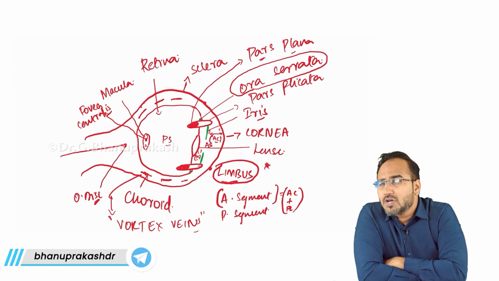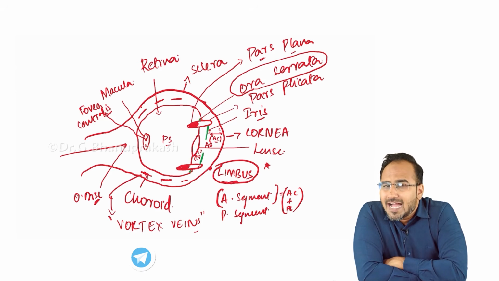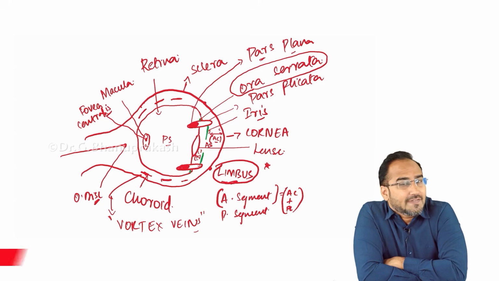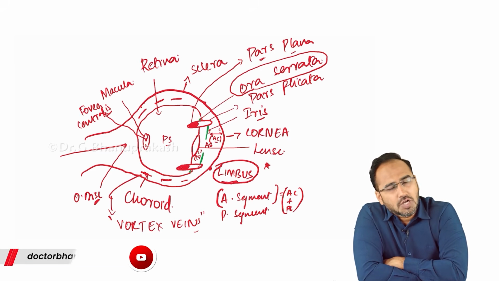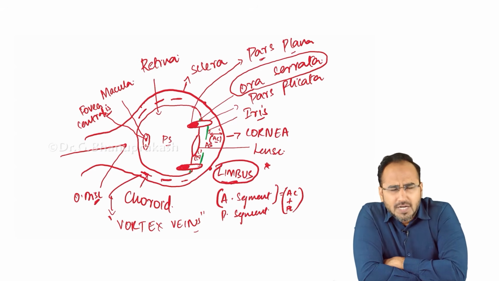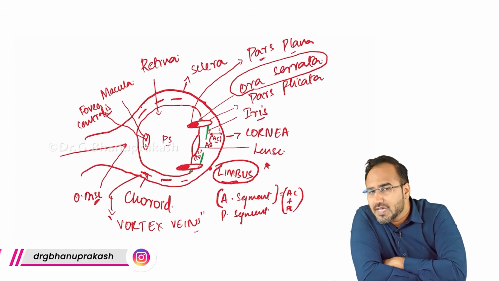What is the function of the cornea, guys? Cornea acts as the most important thing for maintaining the refractive index of the eye. Now guys, remember regarding cornea, what we need to remember? Cornea is a very important structure that helps in maintaining the refractive index of the eye.